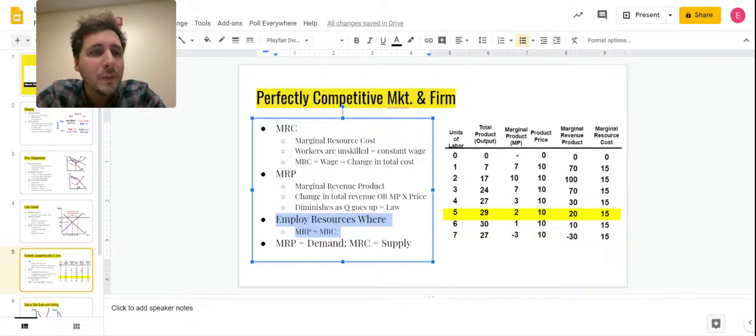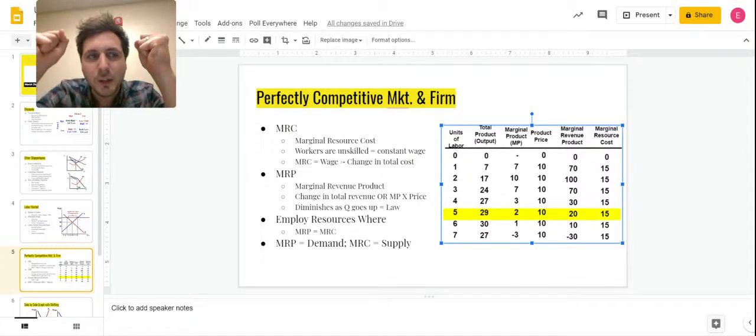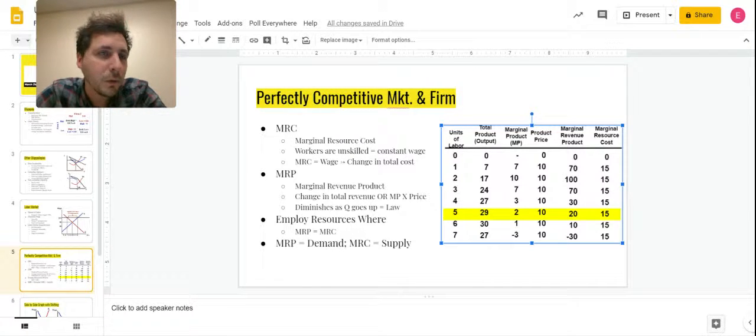Now, we are always going to employ the amount of resources where MRP equals MRC. Right? So if we look over here, we found our MRP, right? 70, 100, 70, 30, 20, 10, 15, or negative 30, sorry. And now I know my marginal cost is the same at every point. So I need to find where marginal revenue product is equal to marginal resource cost, or where it's close, but cost is not greater than revenue yet, right? Because I will never hire a person if they cost me more than they give me.